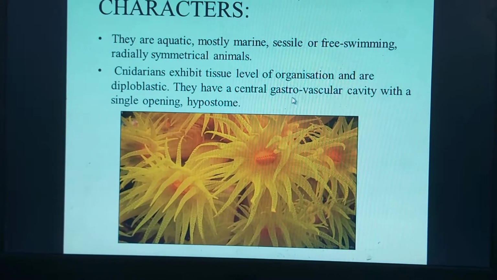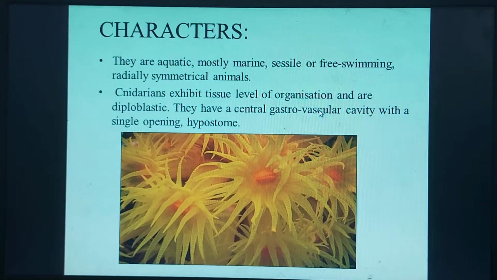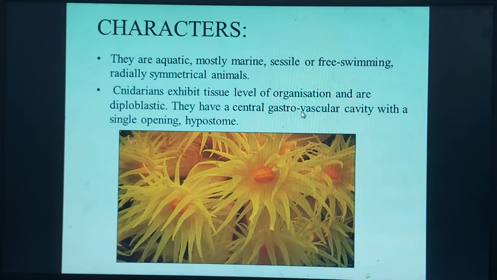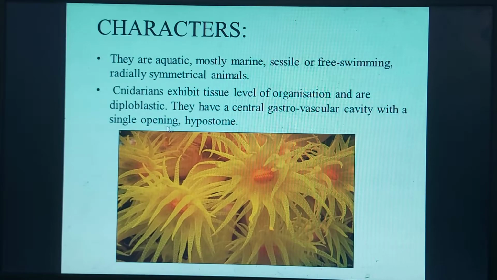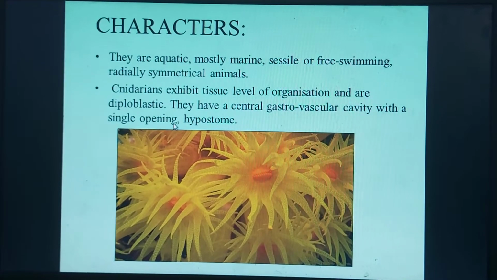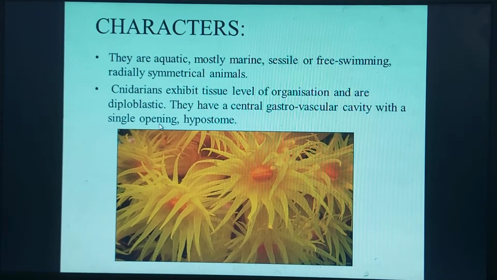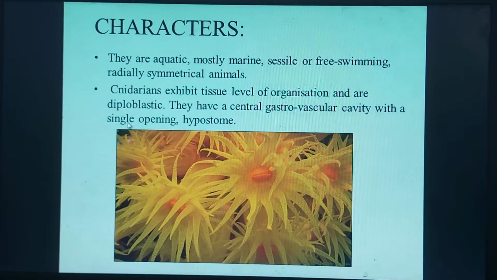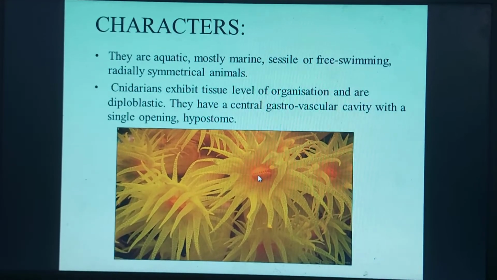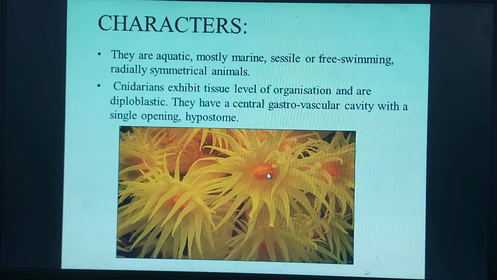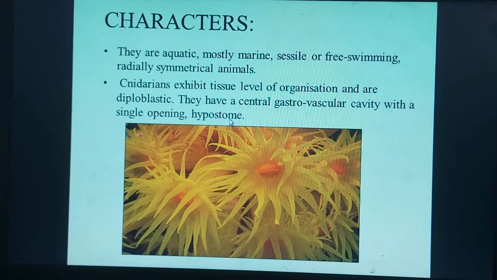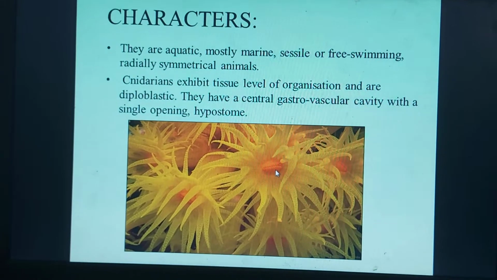Then they have a central gastrovascular cavity. There is a cavity inside the phylum Coelenterata, as we have seen in case of the Porifera also. So this cavity is having a single opening. If it is having a single opening, that means the digestive system is of incomplete type, and that single opening is known as the hypostome. You can look at this organism. This is the one opening which is present at the top of these organisms, and this opening is called the hypostome.